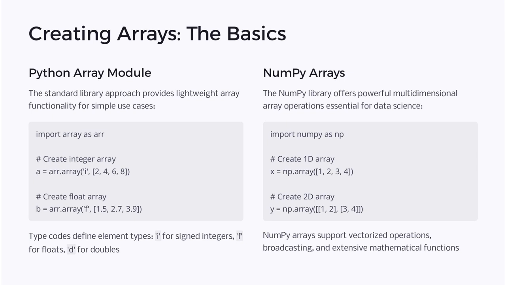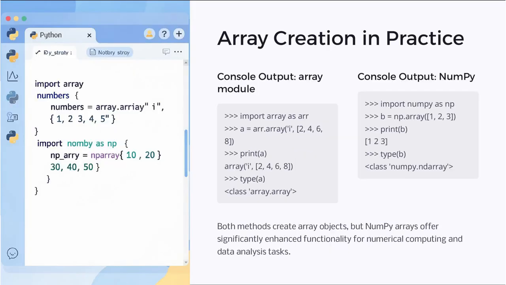Creating arrays in Python can be done using the array module or NumPy. The array module allows for simple arrays with type codes like I for integers and F for floats. NumPy, however, supports complex operations with one-dimensional and two-dimensional arrays, enabling vectorized operations and extensive mathematical functions, crucial for data science.